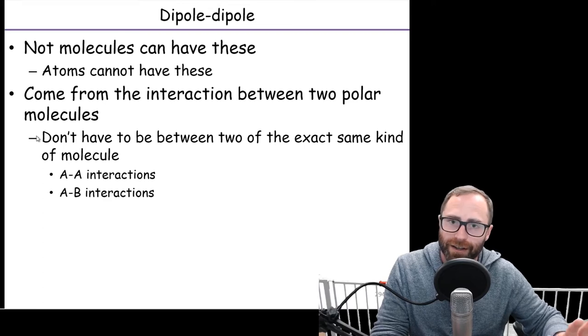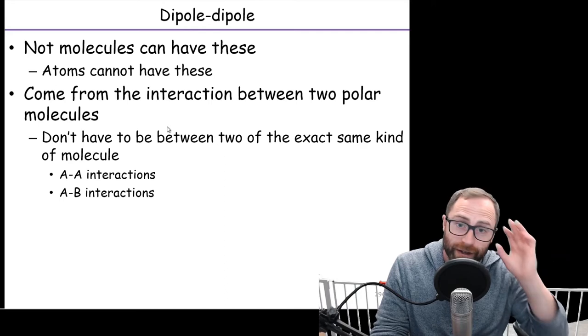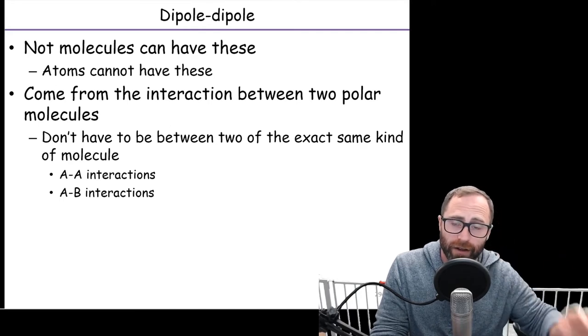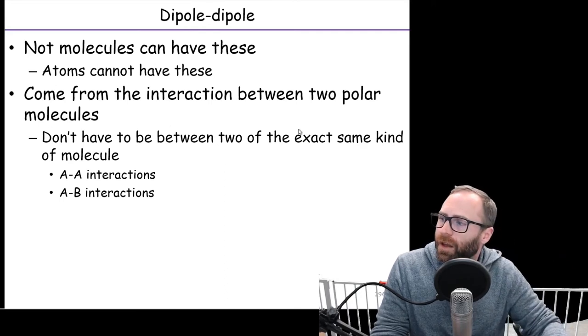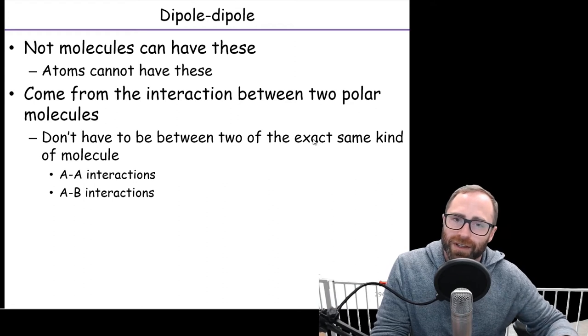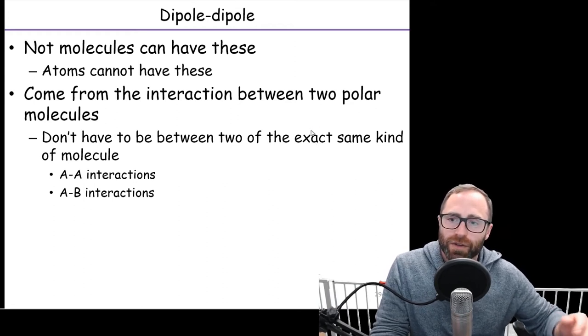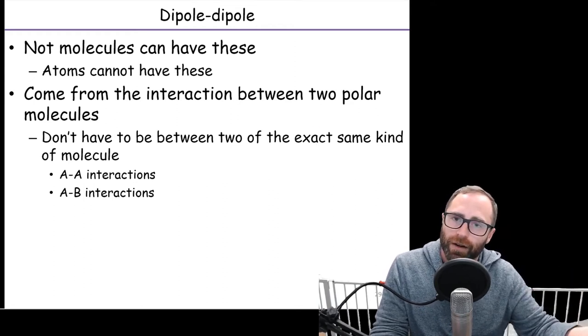Now, one thing I would point out is like our induced dipole, also called the London Dispersion Forces, they don't have to be between two of the exact same kind of atom or molecule. In the case of dipole-dipole, it doesn't have to, and it doesn't have to with the other. It's just typically for most examples that you're going to read, it's going to give you some indication as to are you comparing two of the same molecule to one another.